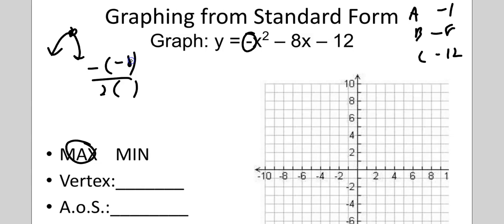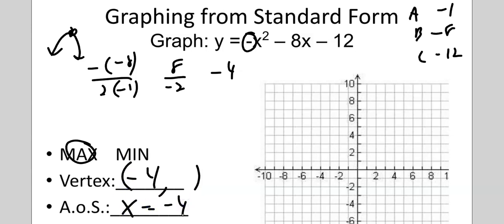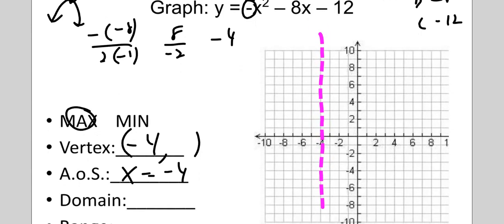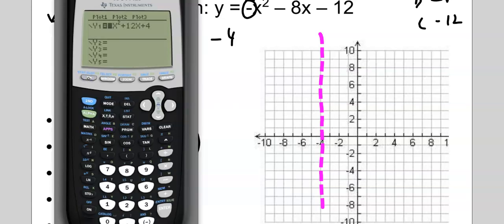So B is negative 8, and A is negative 1. So opposite of negative 8 is positive 8. This is negative 2, which gives me negative 4. So my vertex is at negative 4, comma, something, and my axis of symmetry is at negative 4. Okay, so there's my axis of symmetry right there. And let's just go to the calculator to find out where it's going to be. So clear out. Don't forget my negative this time. Negative x squared, that's not squared, x squared, minus 8x minus 12.